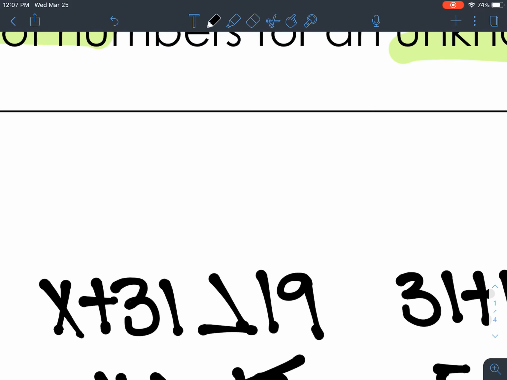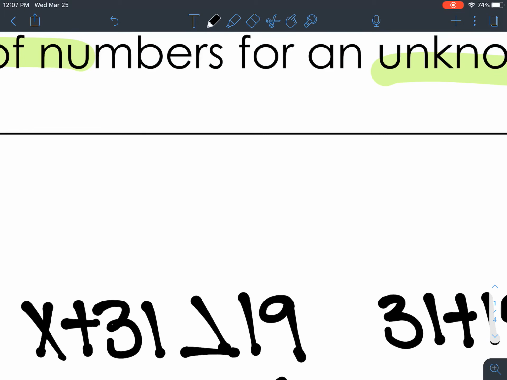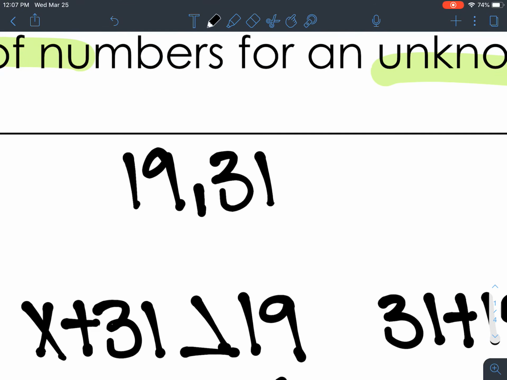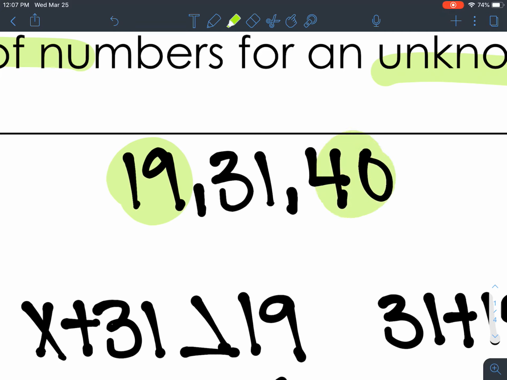So let's say my side lengths were 12, 50, sorry, that's not right. All right, let's say my side lengths were 19, 31, and 40. Let's see if that would work. If I add the 19 and the 31 together, I'd get 50. 50 is greater than 40.